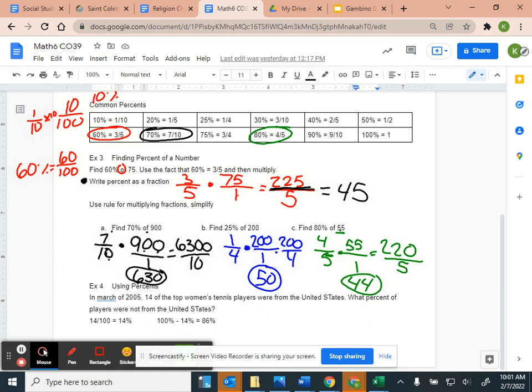Any questions on how we do that? Our steps? Make sure you follow the steps. Change your percent to a fraction. Multiply it, because of means multiply. And then simplify. Divide that numerator by the denominator.